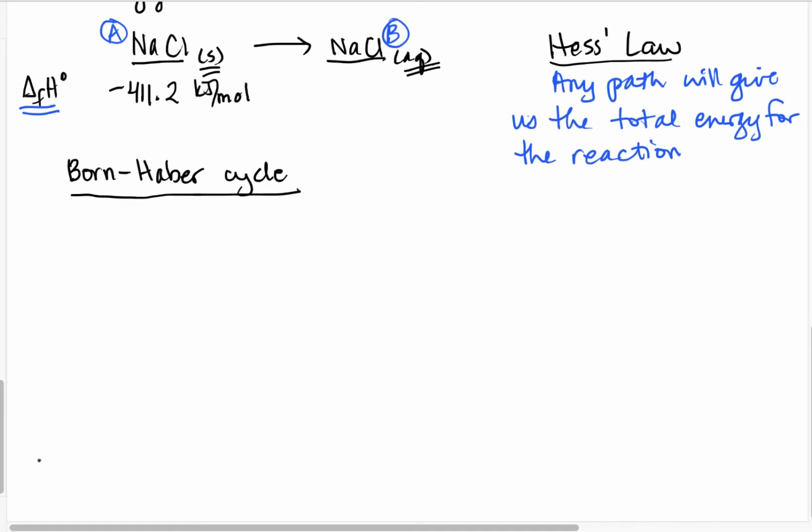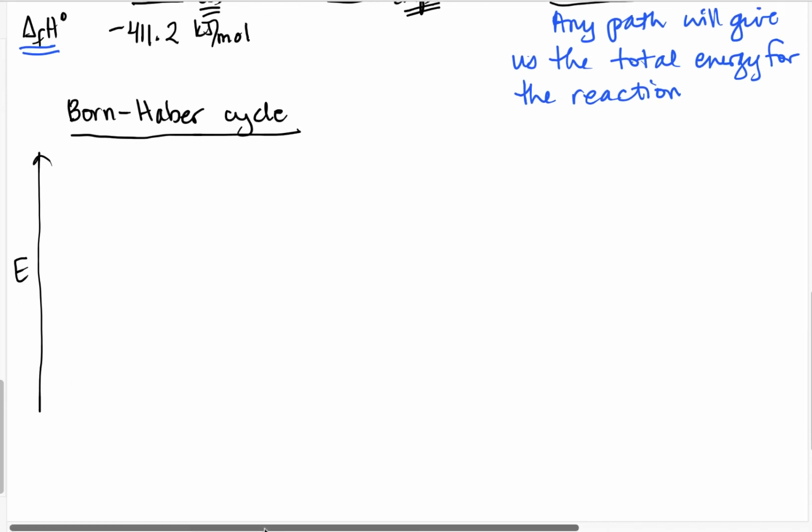All right, here's our energy chart, as a general purpose. Increasing energy goes up. What we have normally done is said with our formation enthalpy right here, good, we can still see that, that 411.2 kilojoules are released for every mole of sodium chloride that we make. And so that would look kind of like this.